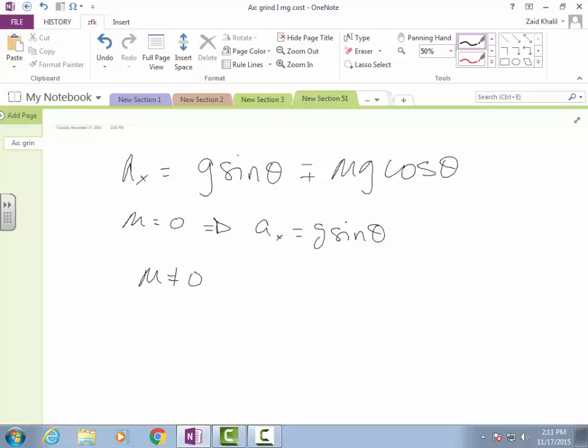1, 2, 3, 4, 5. Right? And how can I send it down the plane? Take mass off. Right? Just 1, 2, 3, 4, 5, 6, 7, 8.